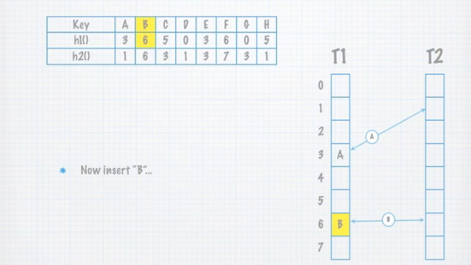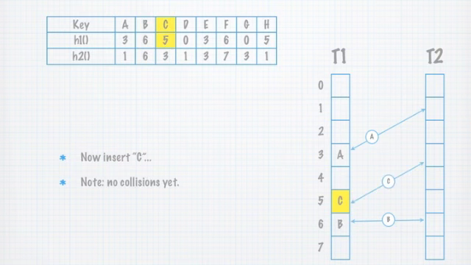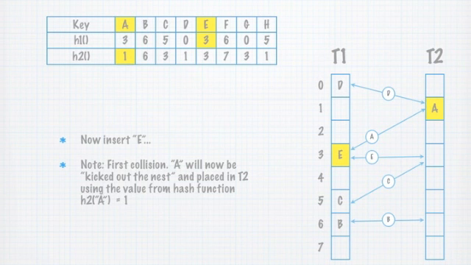We place B, nothing spectacular. We put in C, again, no collisions, but you can already see the table is getting less and less sparse. We put in D, still nothing, but as you can see, key E is going to go into location 3, and that's where A already is, so we can see what happens. When E went into location 3 of table 1, it pushed out A to its secondary location in table 2 using the calculation of the second hash function.